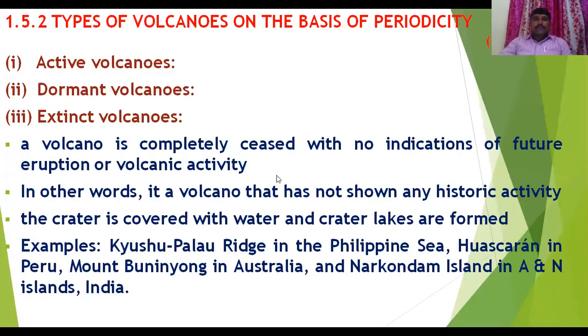And the third one is the extinct volcano. When the eruption of a volcano has completely ceased or stopped, with no indications of future eruption or volcanic activity, such kind of volcano is known as an extinct volcano. In other words, it is a volcano which has not shown any historic activity, is usually deeply eroded, and does not show any signs of recent activity.